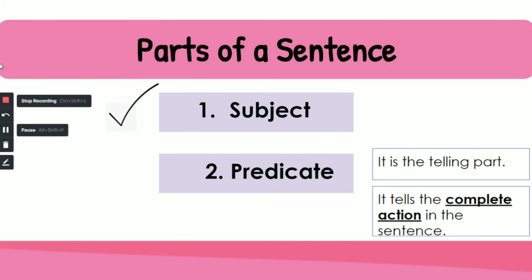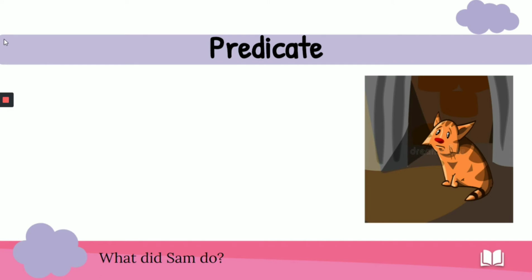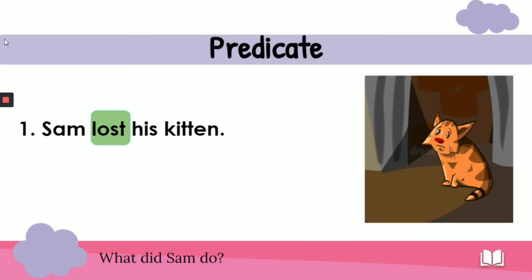Let's study some examples. Sentence number 1. Sam lost his kitten. What did Sam do? What is the predicate in the sentence? In this sentence, lost is the action word, so the complete predicate is lost his kitten. We have to start from the action word, which is lost, until the end of the sentence. So lost his kitten is the telling part because it tells what Sam did. So lost his kitten is the complete predicate in sentence number 1.